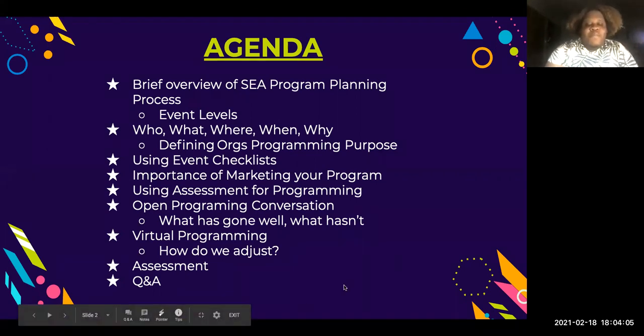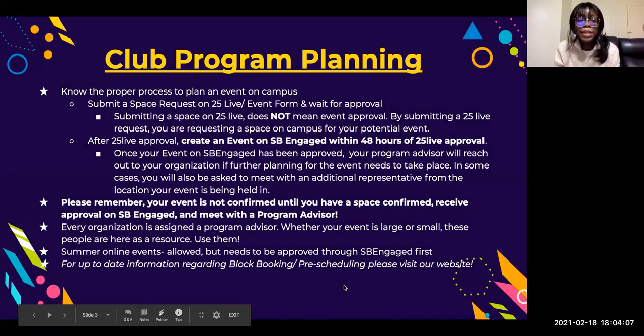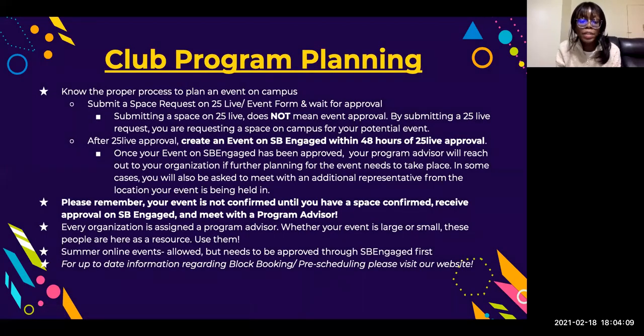Okie doke. So basically, at the start of club program planning, it's important that when you first start out with an event, you make sure you have a space. Some of you may be familiar, some of you may not, but there is a 25 Live program, which will help you get a space for your event and see if that space is available for the day of your event. You can see when a space is not available, you can see when it is available. And once you have that event planned, you have to get that space confirmed.